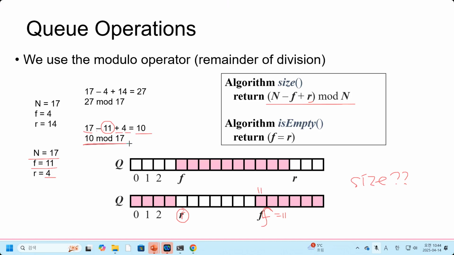10 modulus 17. What is it? 10 divided by 17, the result is 0, and the remainder is 10. So we have 1, 2, 3, up to 10. So we have 10 elements in the queue. Or we can say we still have 10 people in the queue. Something like that.